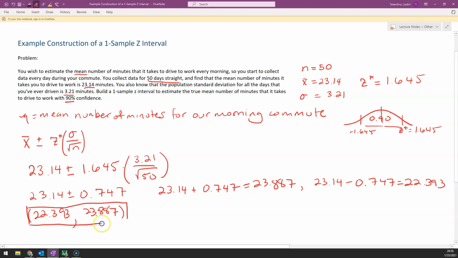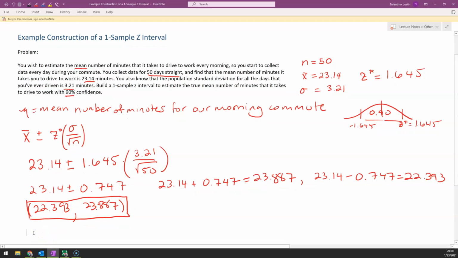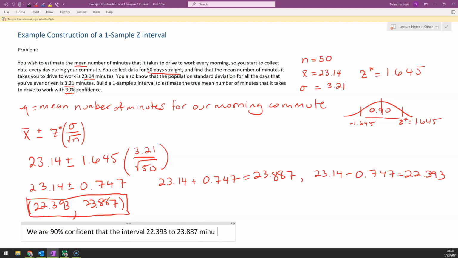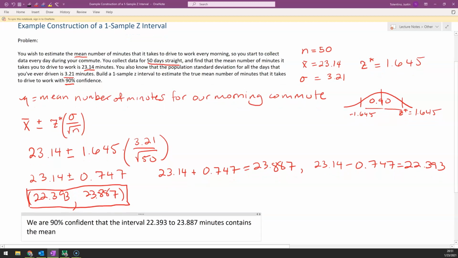So what does this interval represent? Again, the whole purpose is we're trying to estimate the mean number of minutes. So what we might say about this interval is we might say something like we are 90% confident that this interval that we found, 22.393 to 23.887 minutes, actually contains what we're looking for, which is the mean number of minutes for our morning commute.